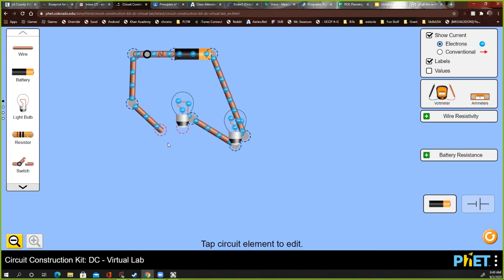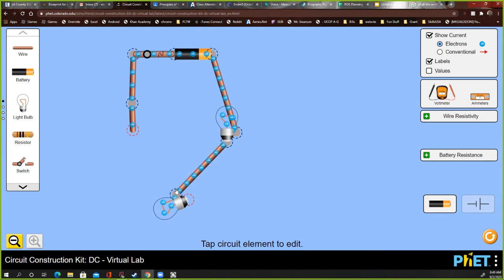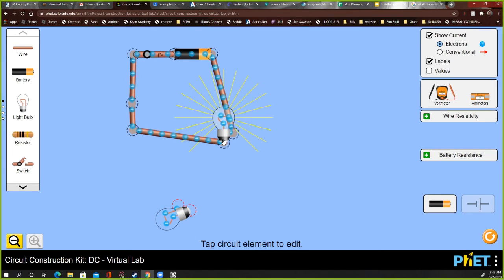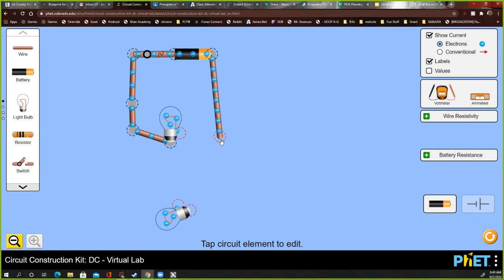Now watch this. Let's disconnect this and let's see if I can make this a parallel. So here's one, right? Actually, let me disconnect this one. I'm going to make it look a little prettier here, so it looks more like my drawing. There we go. And my drawing then had this one, right?